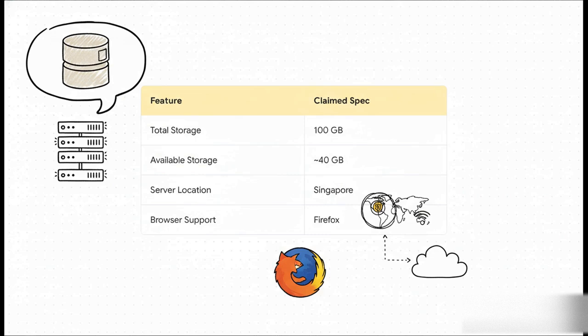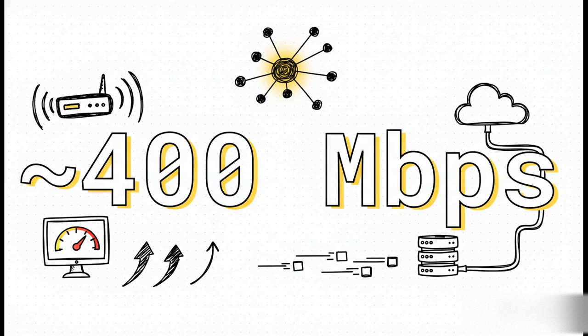Okay, so the video shows a machine with a pretty decent 100 gigabytes of total storage, and about 40 of those gigs are free for you to use. It also points out that the server is located in Singapore, and it comes preloaded with Firefox, so you can start browsing right away. And then there's the internet speed. They run a speed test in the video, and the result is, wow, around 400 megabits per second. Now, the creator does mention that this can go up and down a bit, but still, that is a seriously fast connection for any machine, let alone one that doesn't cost a dime.